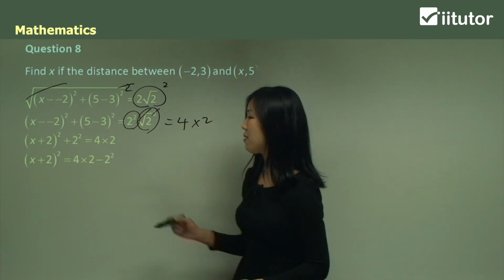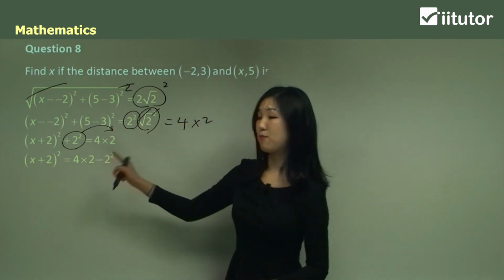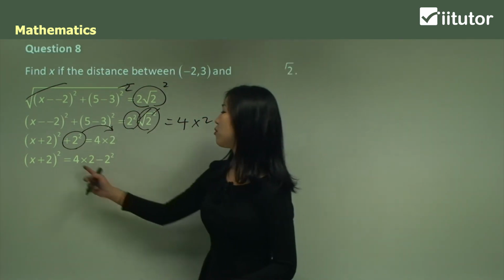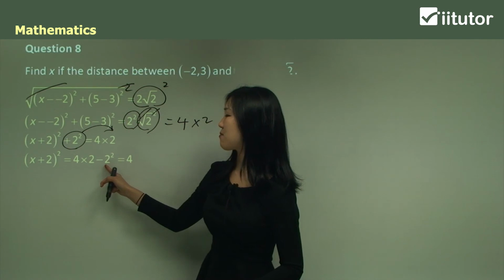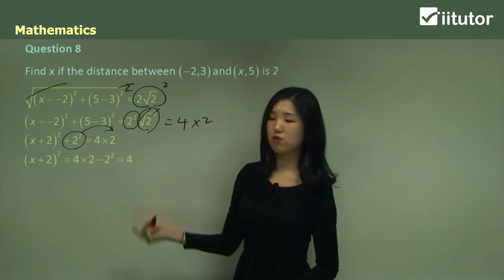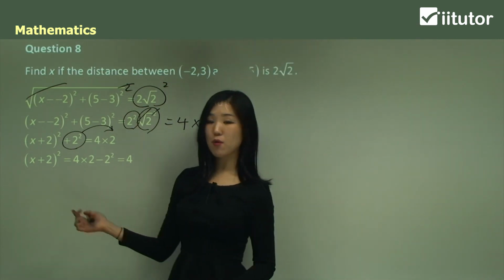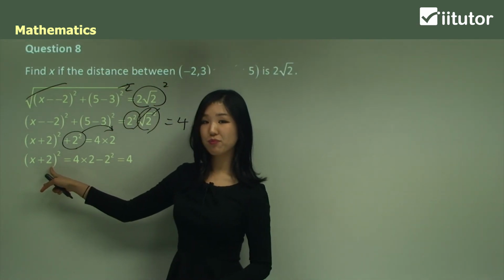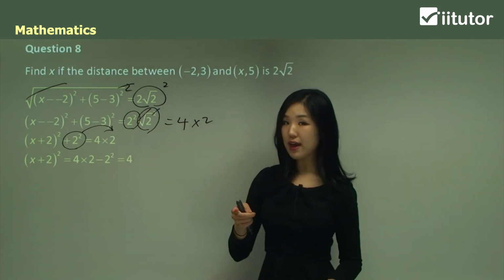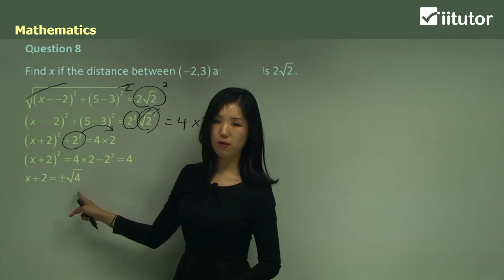Now simplify by moving the 2 squared over to the other side by subtracting. Now 4 times 2 is 8. 8 minus 2 squared, which is 4. 8 minus 4 is just 4. That's how we simplify it. Easy stuff. Now, guys, what did I say if I want to get rid of the square? Square root. But don't forget the plus or minus sign. So plus or minus the square root of 4.